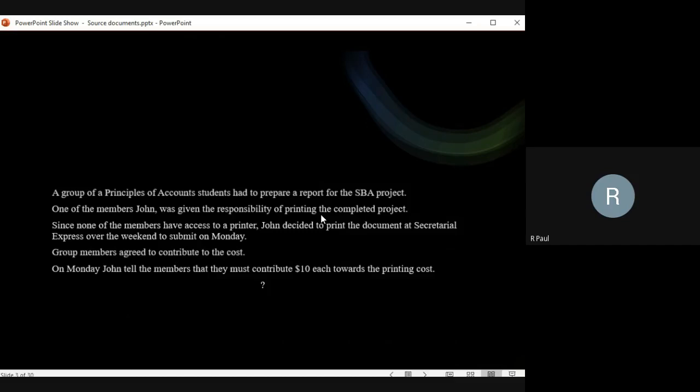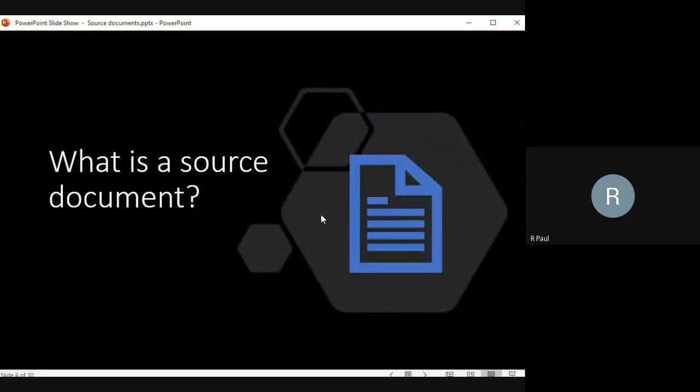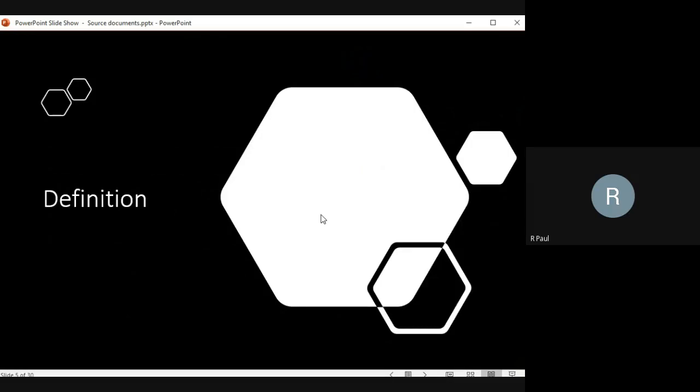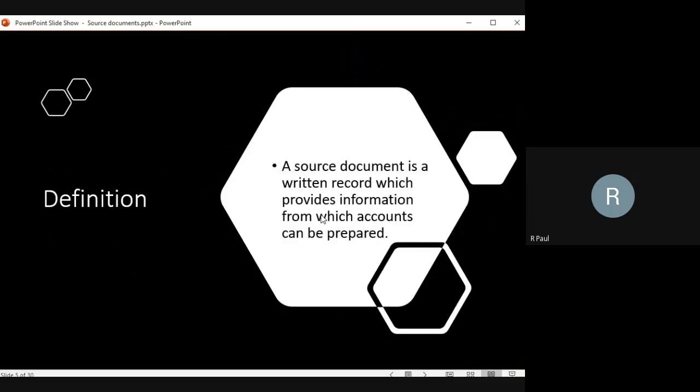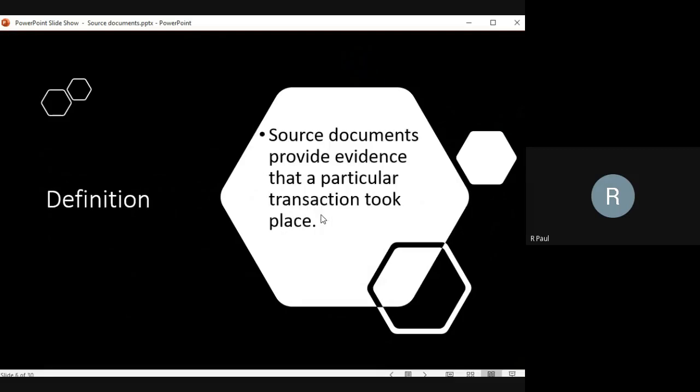Now to get around that, or to solve that problem, brings us to today's topic, which is source documents. The question is, what is a source document? The definition is, a source document is a written record which provides information from which accounts can be prepared, or simpler, source documents provide evidence that a particular transaction took place.